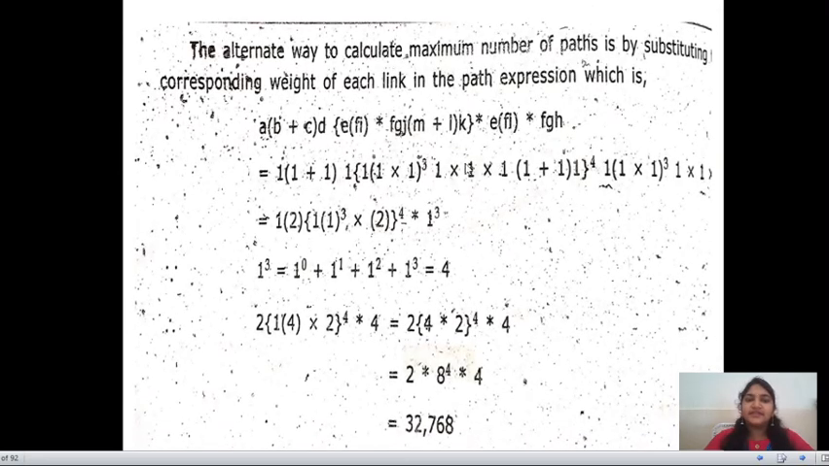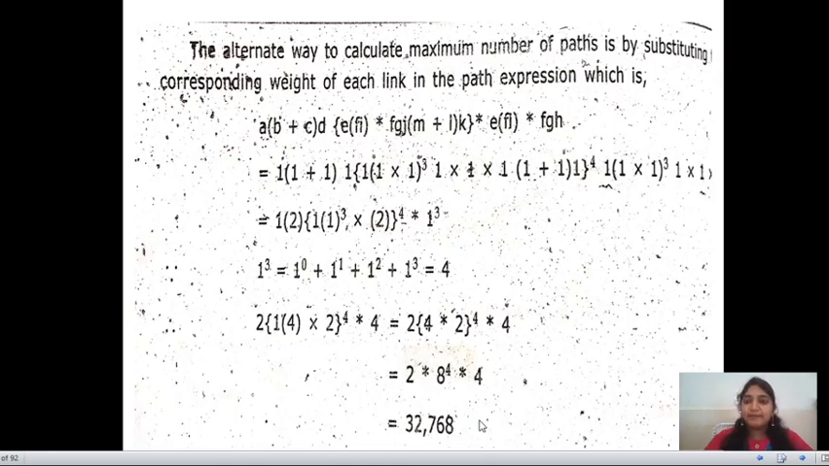See, this is another alternative way to calculate the maximum paths, by substituting the corresponding weight of each link in the path expression. What I have taken as the example is the first flow graph. All the weight links are defined, and from those weight links, I assume that the inner loop is 3 and the outer loop is 4. So 1 cube means 4; I have written it like 1 cube, 1 power 0, 1 power 1, 1 square, 1 cube, and this is the way to define it. So 32,768 maximum paths can be achieved by the flow graph we have taken as an example.